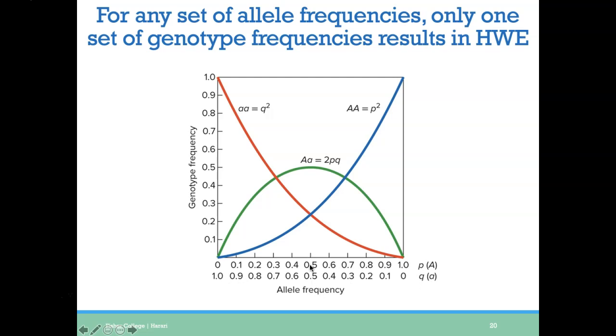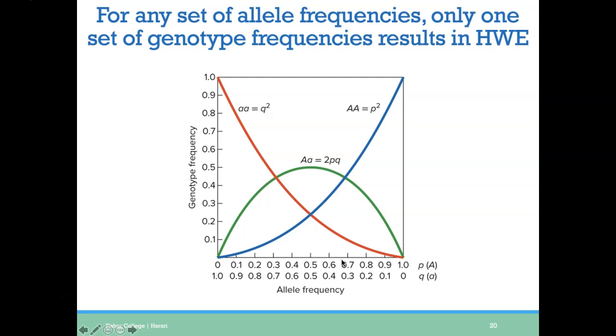So let's look at the example over here. If P equals 0.5 and Q equals 0.5, and then over here, the colors are the different genotypes. I should say that first. The red line represents the homozygous recessive, heterozygotes in green, homozygous dominant in blue. So when P and Q are both 0.5, that means that Q squared and P squared, right, are both 0.25. And the heterozygotes are 0.5. And that should all add up to 1, right? So 0.25 plus 0.5 plus 0.25 does equal 1.